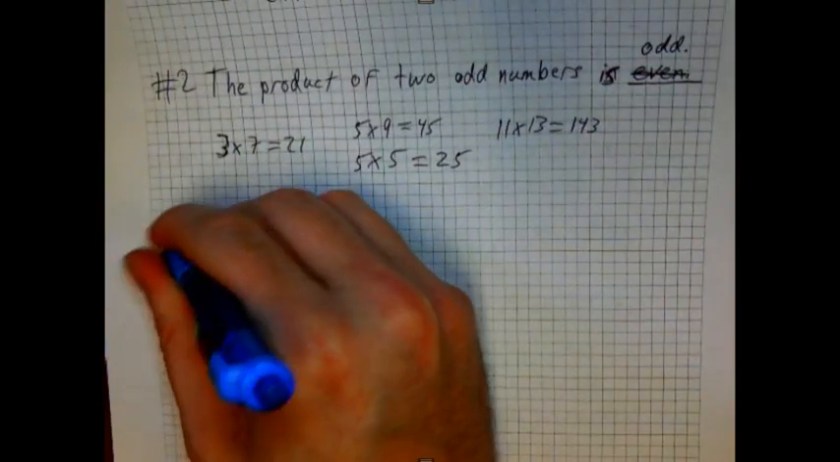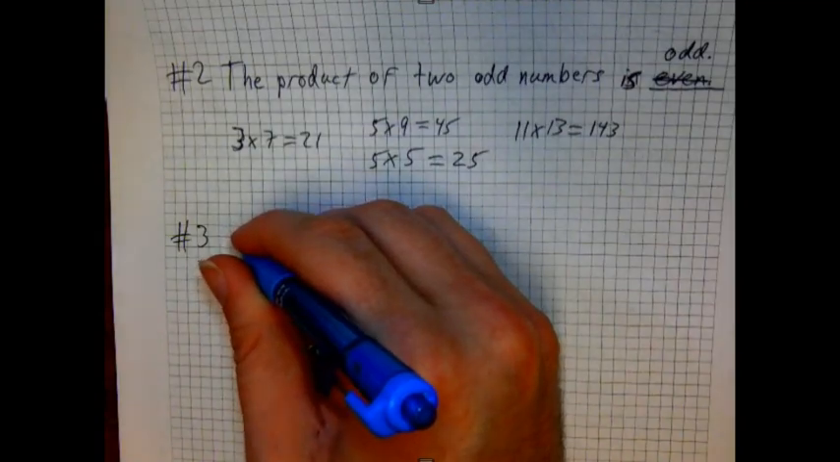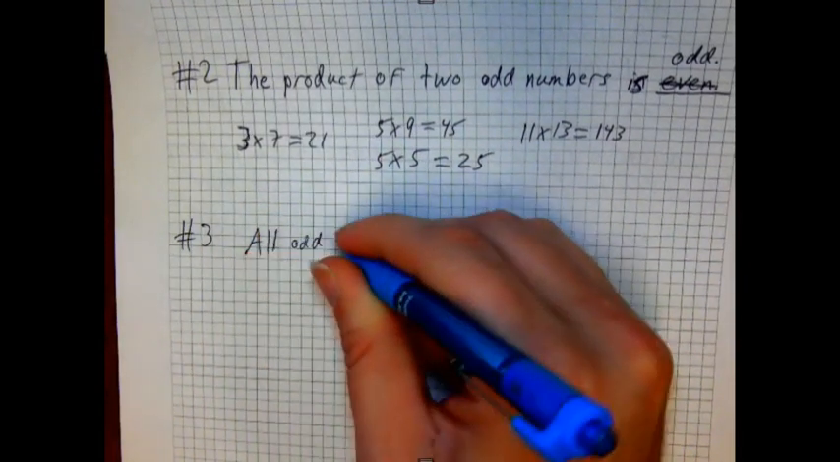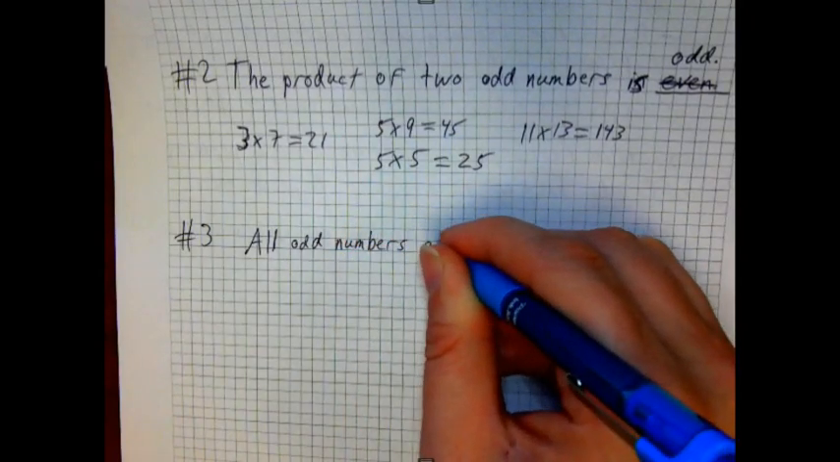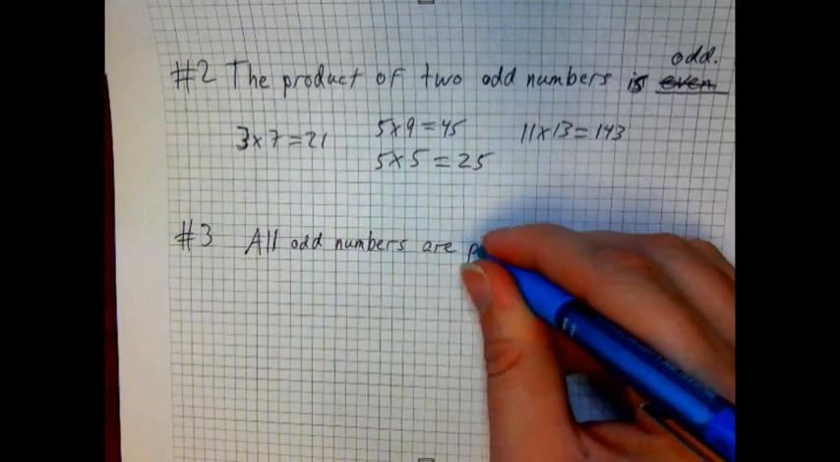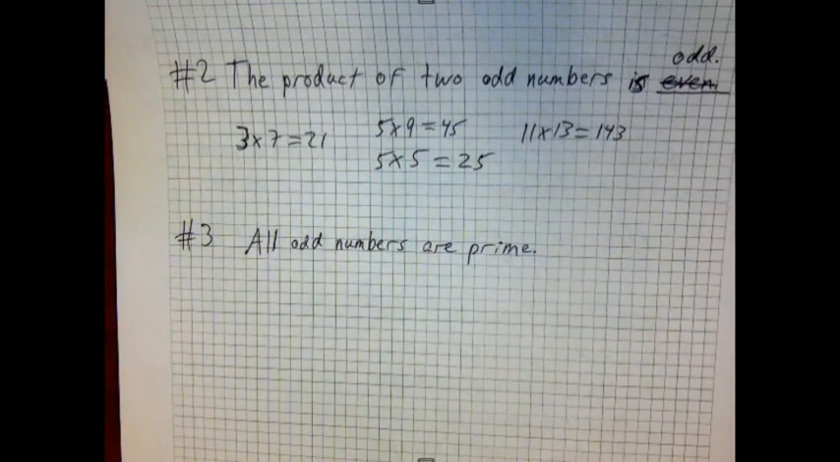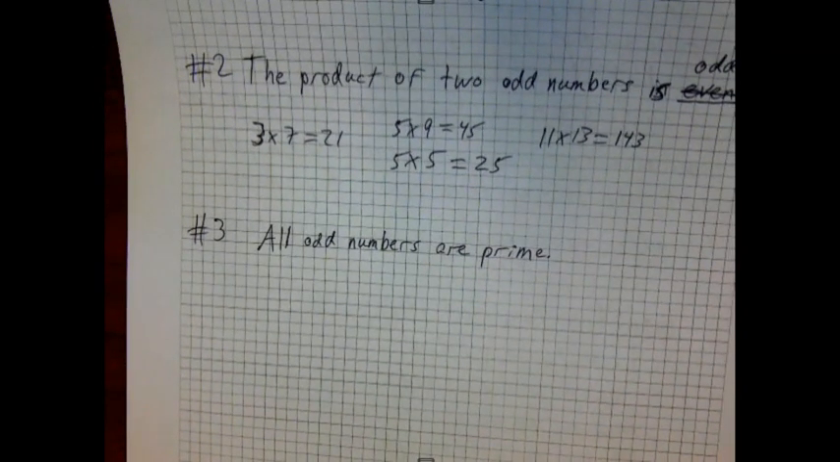All right, one more example. So we're going to try to show conjectures are false by finding a counterexample here. So all odd numbers are prime. True or false? Okay, well, first of all, what's an odd number? Okay, those are the non-even numbers, 1, 3, 5, 7, 9. Prime numbers are numbers that can only be divided by 1 and by themselves.